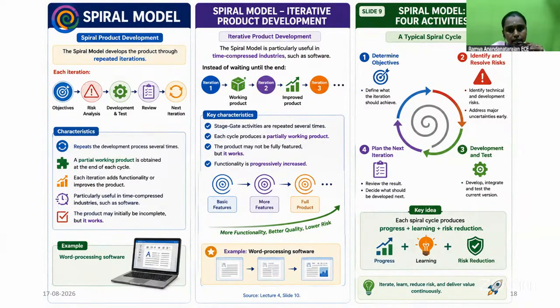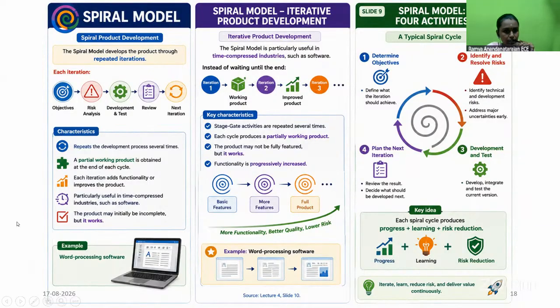So each iteration will have objectives, risk analysis, development and testing, followed by reviewing. So this is a cyclic process, and in the first round maybe you will get the basic features of the product. In the second iteration you'll get more features, and in the end result, you will get a complete product. So it repeats the development process several times. A partial working product is obtained at the end of each cycle.